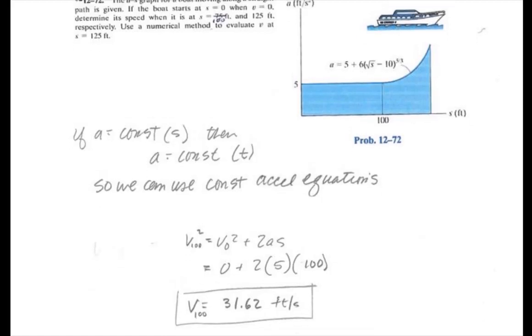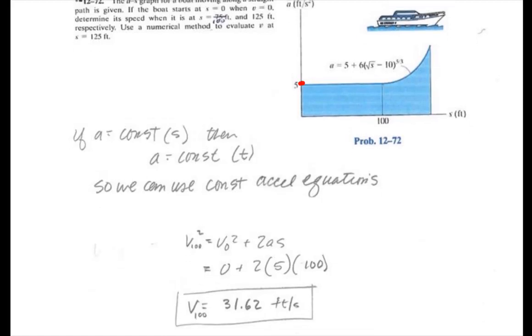In this case, acceleration is constant as a function of position. A thing to recognize is that if acceleration is constant as a function of position, then it's constant, period. It's also constant as a function of time. If it's constant, it's constant. And so we can use the constant acceleration equations to define the behavior during this constant acceleration phase.